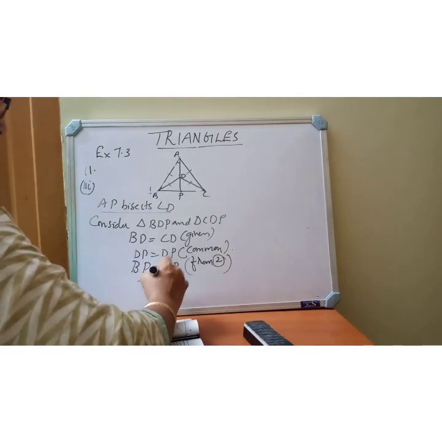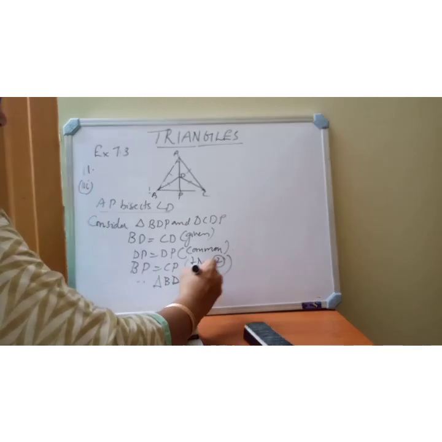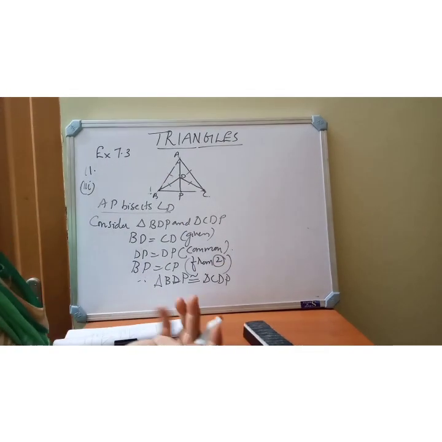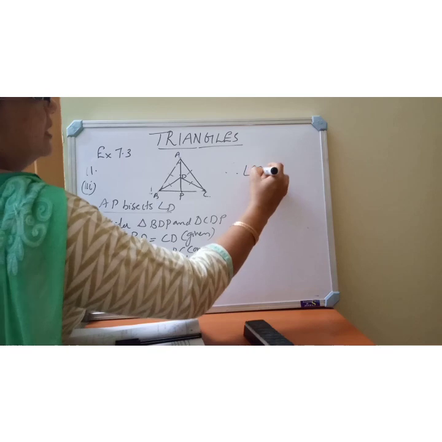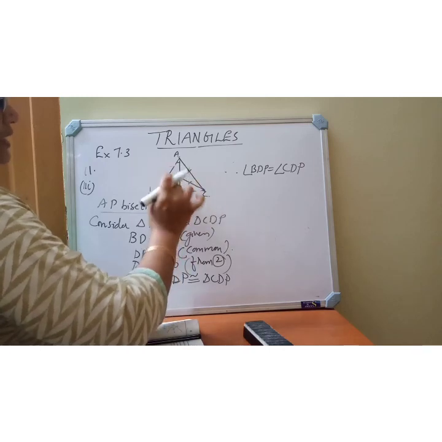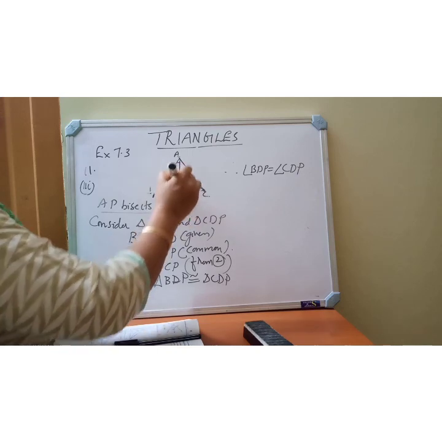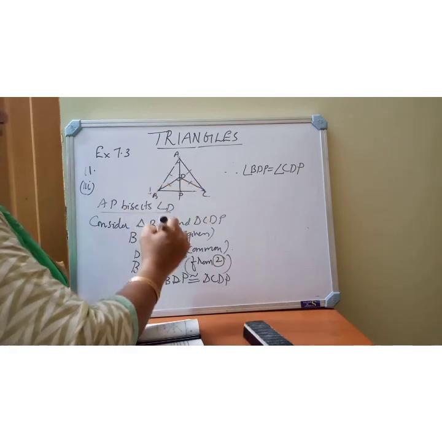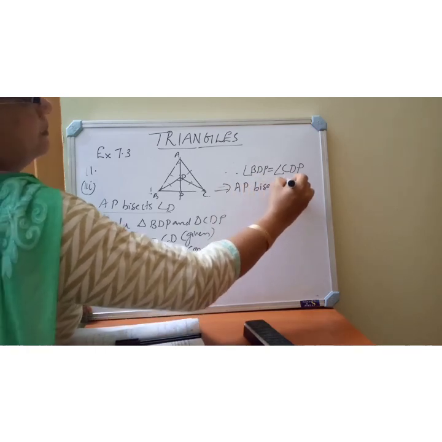Therefore, triangle BDP is congruent to triangle CDP. So these two triangles are congruent means automatically their corresponding parts are equal. So we can write therefore angle BDP is equal to angle CDP. So angle BDP is equal to angle CDP means these two angles are equal means what? DP is a line that bisects angle D. DP is a line, D is a point standing on the line AP. So we can say that AP bisects angle D.